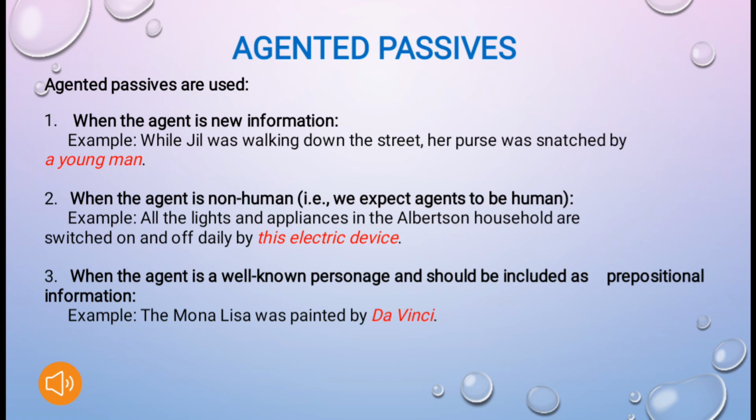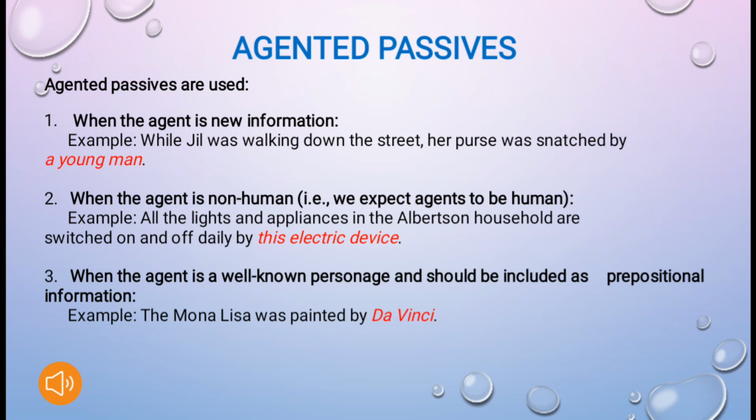Okay, so the second category is when the agent is non-human. When we say non-human, that is, we expect agents to be human. So there may be some confusion among ESL and EFL students when trying to identify the non-human agent in a sentence, or the agented passive in this sentence cannot be clearly identified. So when the agent is non-human, we expect agents to be human.